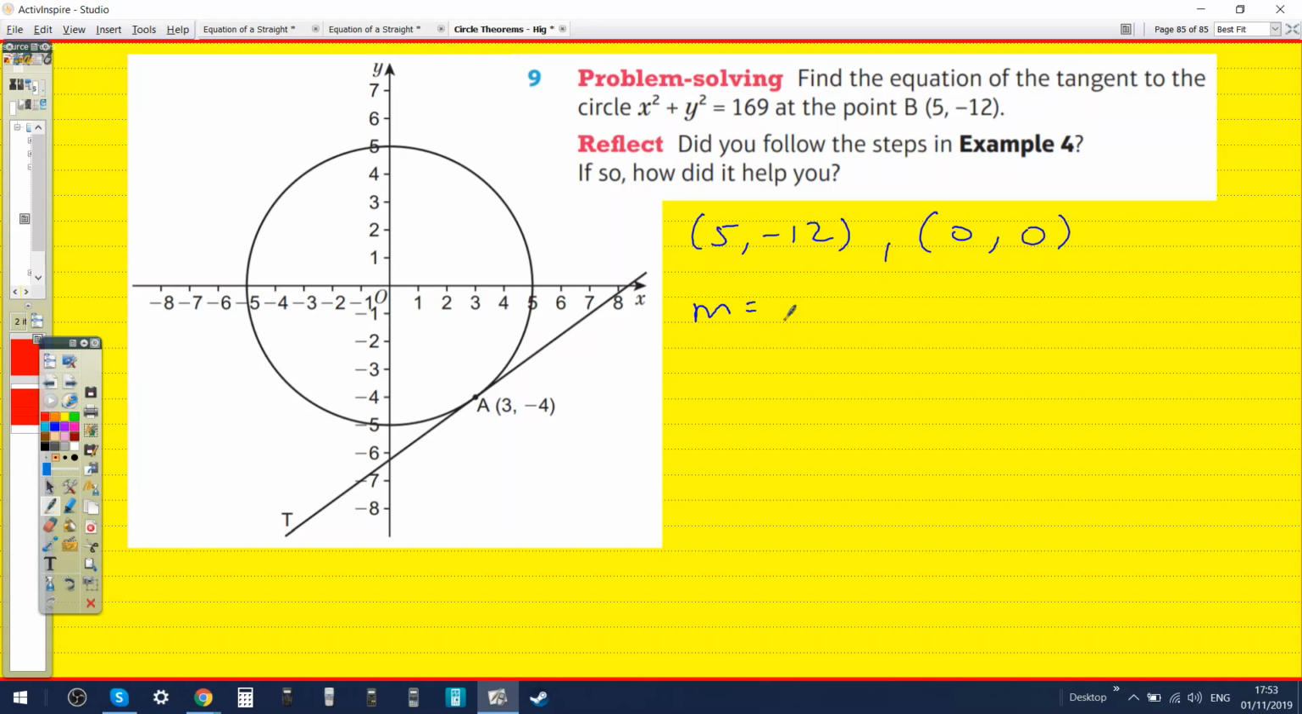And then from there, try and work out the constant. So y equals mx plus c, and if m is minus 12/5, okay.